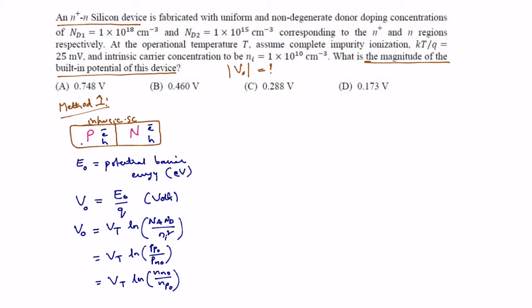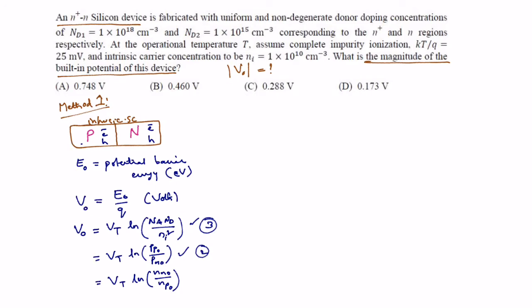Look at when to use each equation. For the first one, if you know the hole concentration on the p side, that is Na, the acceptor concentration, and the electron concentration on the n side, that means the donor concentration Nd, and if you know the intrinsic carrier concentration, it requires three parameters: hole concentration, electron concentration, and intrinsic carrier concentration. And for the second equation, if you know the hole concentration on the p side and the hole concentration on the n side, then you can use this equation, where it requires only two parameters.